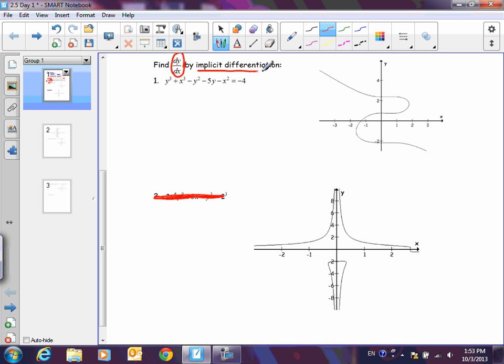We have to do this with implicit differentiation because we can't get y by itself. If we could get y by itself, we would, and then we just do what we've been doing so far. But it's not that easy. By the way, this is the shape it makes. I'll refer back to this at the end. But we don't need the graph, really, to do implicit differentiation.